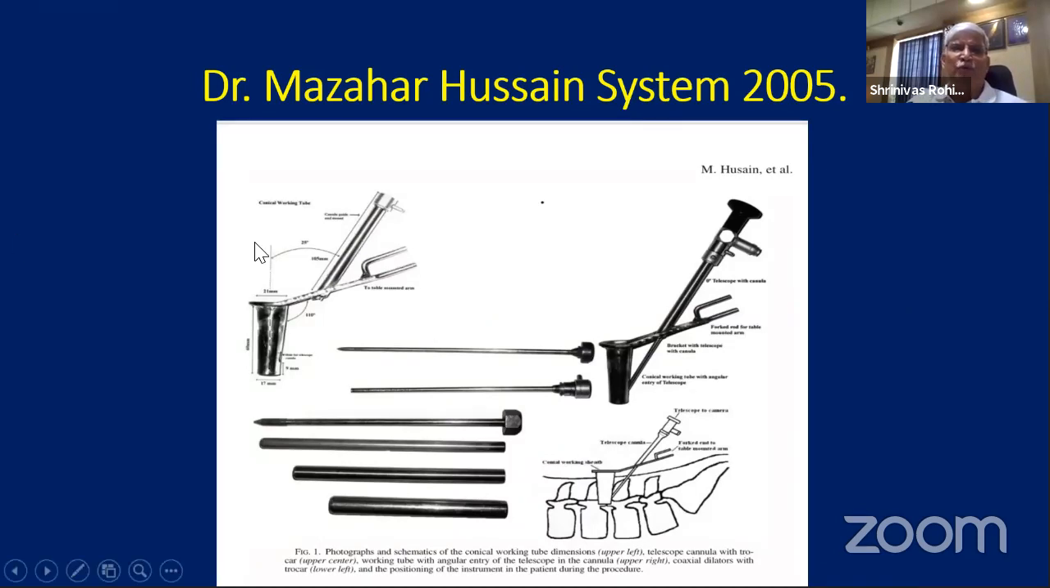He used the proctoscope. You can see this is a proctoscope. There is a channel for the endoscope, and it reaches the lower end where the endoscope reaches the outer tube. So there is endoscopic vision, and a tubular retractor for instruments.